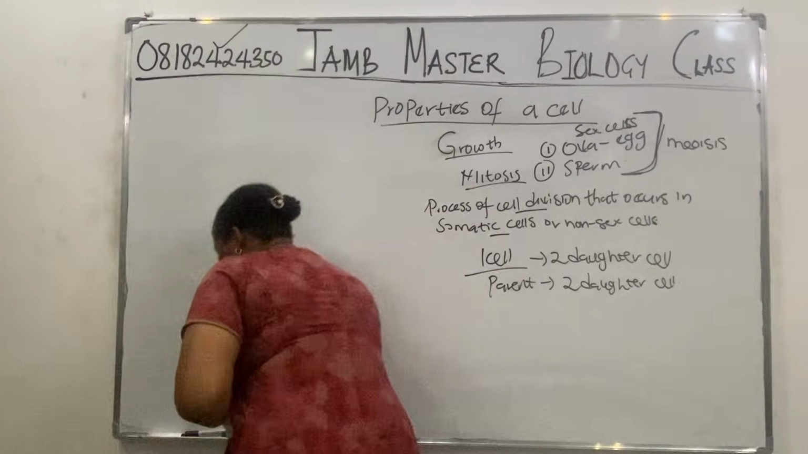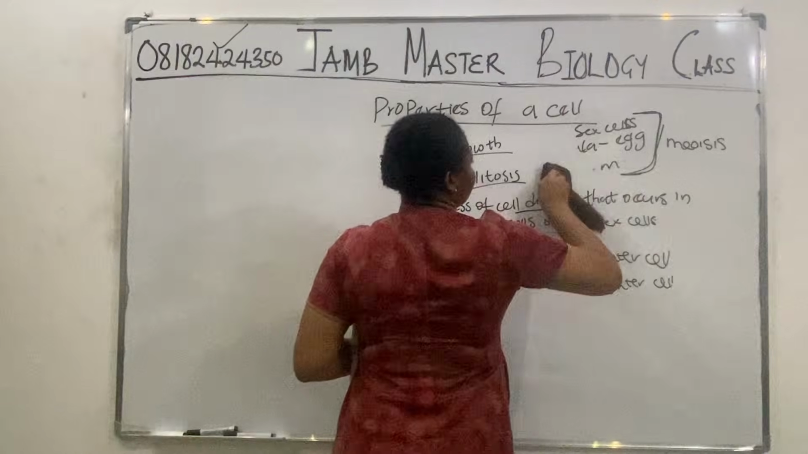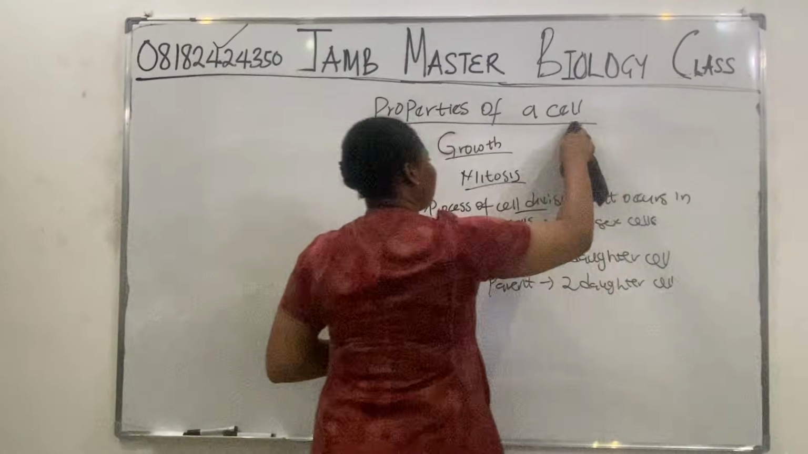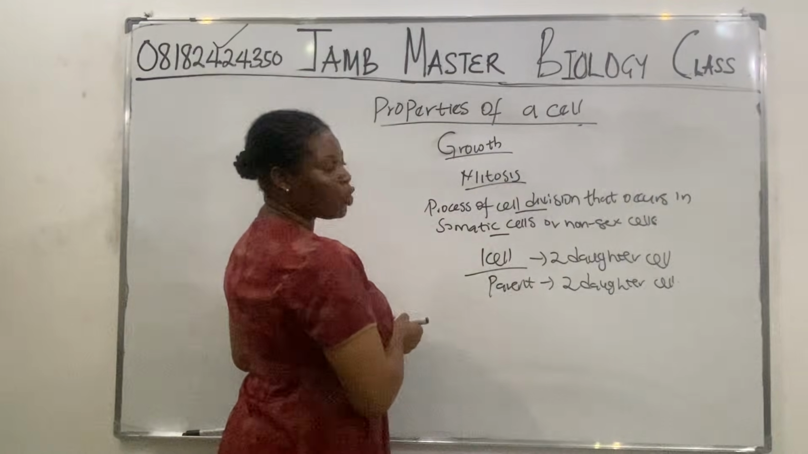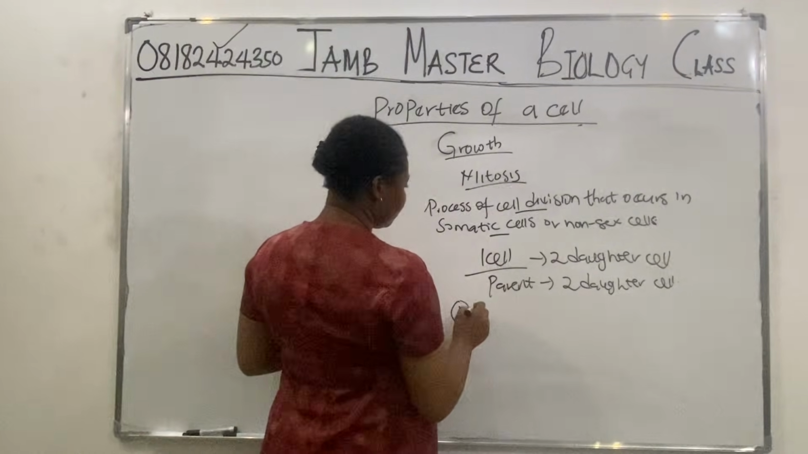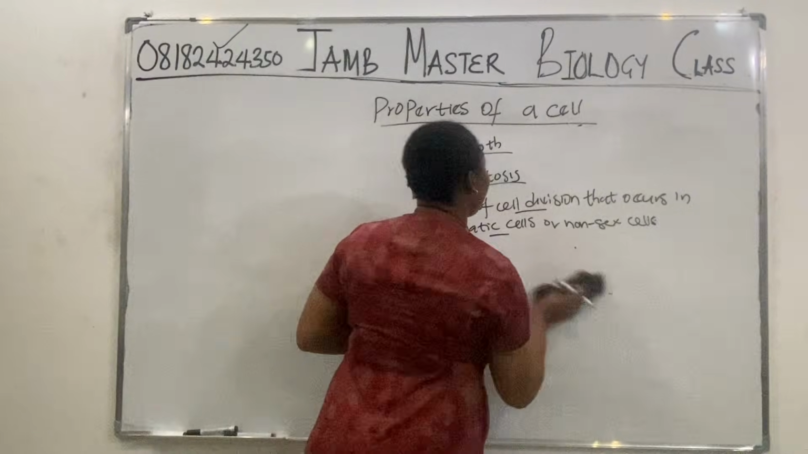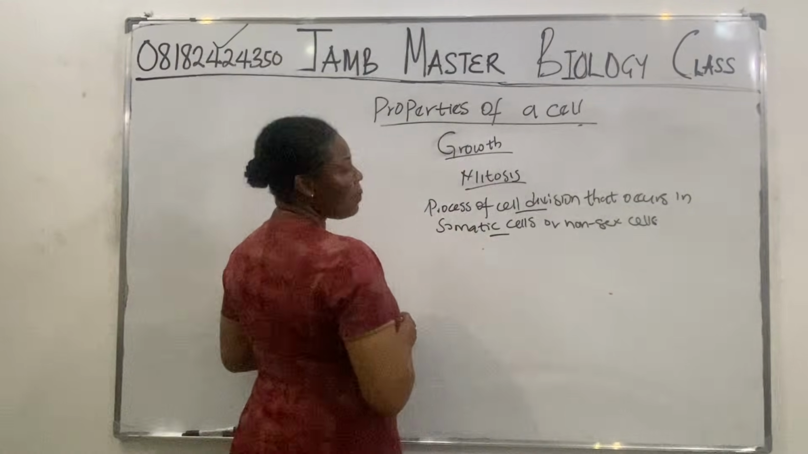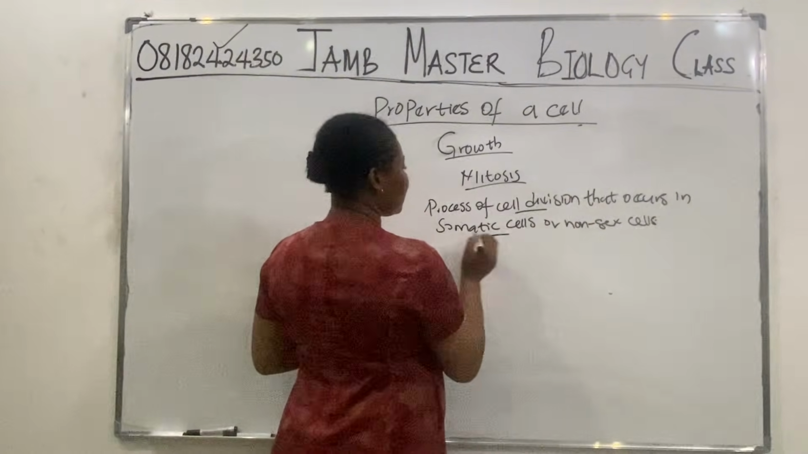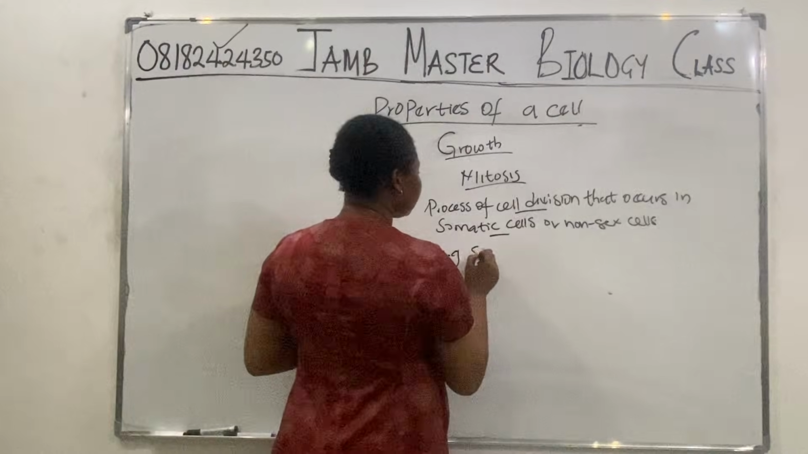So for mitosis, this is it. Cell division that occurs in somatic cells. Examples of somatic cells in humans or in organisms: we have red blood cells. Examples of cells where mitosis occurs. Remember I said that mitosis is the process of active cell division that occurs in somatic cells. And these somatic cells are what? Non-sex cells. For example, we have the skin.